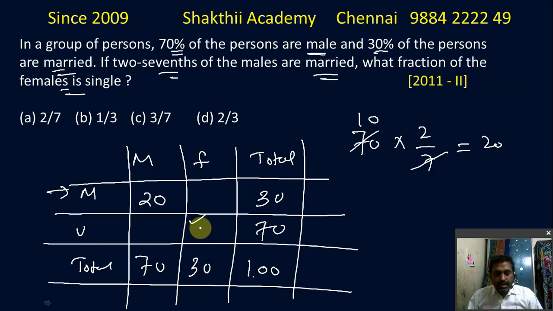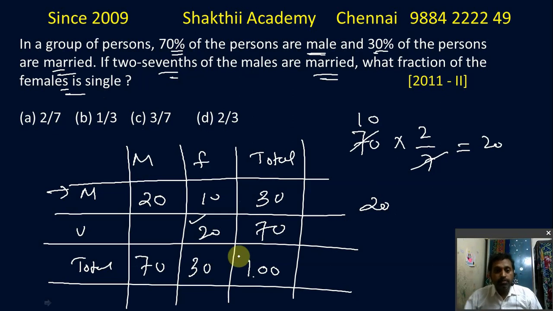So it's very simple. I need to find out this value. You know very well, this total is 30. So 30 minus 20 is 10. You know very well, this total is 30. That means 30 minus 10 is 20. So what is the question? What fraction of the female is single? How many female are not married? 20 female are not married.